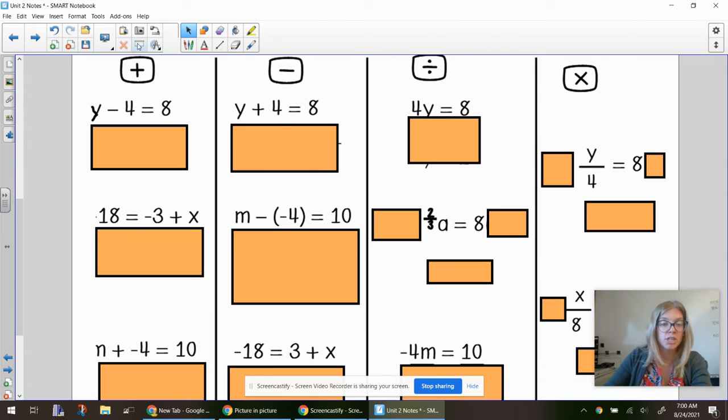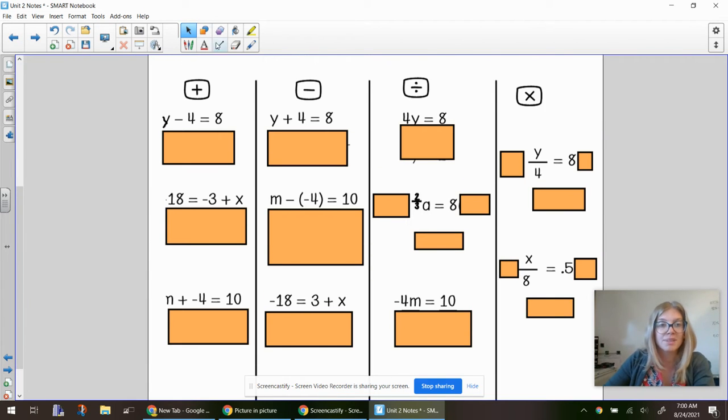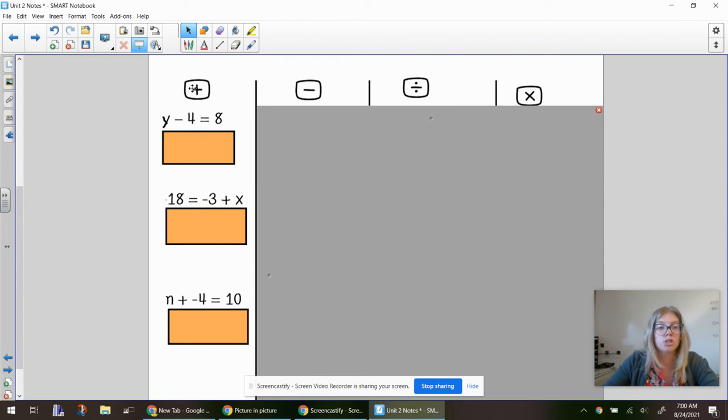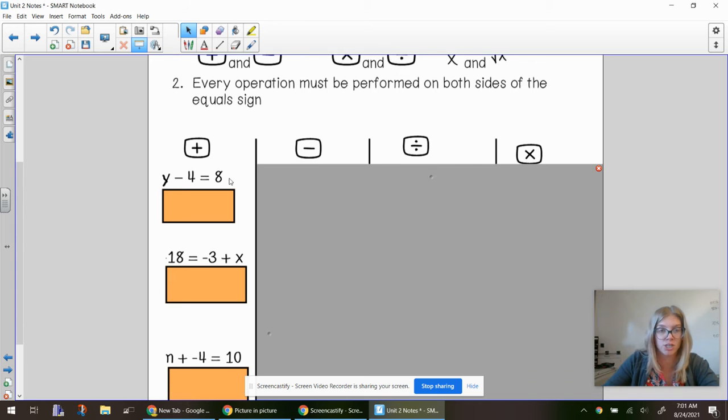We're going to start, I'm going to zoom out a little bit. We're going to start with examples all about addition. So these are all examples where we're going to use addition to solve. And remember, we're using inverse operations. So when we see subtraction, we're going to use addition.